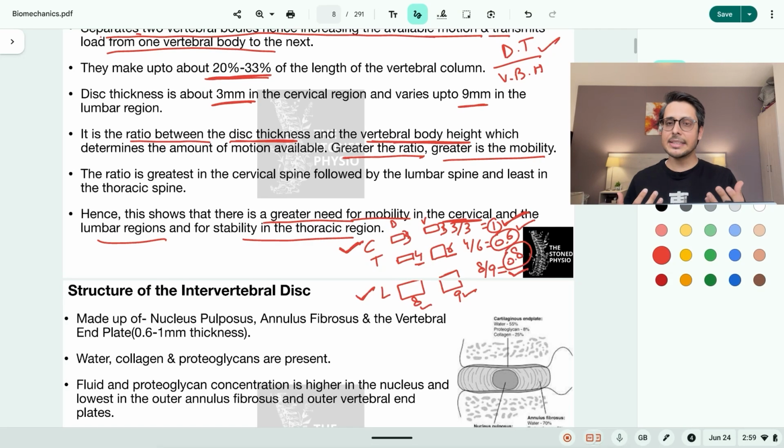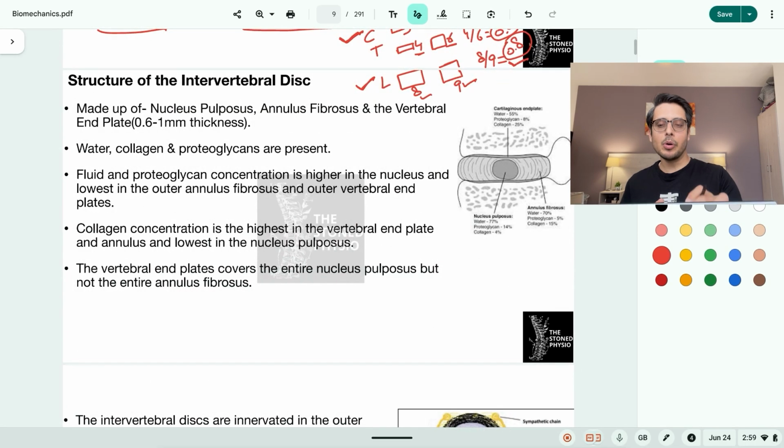At the same time, we can say in the cervical spine, we have the maximum mobility but the least amount of stability. Okay, now we discuss a bit more about the intervertebral disc. We will be talking about the structure of it.